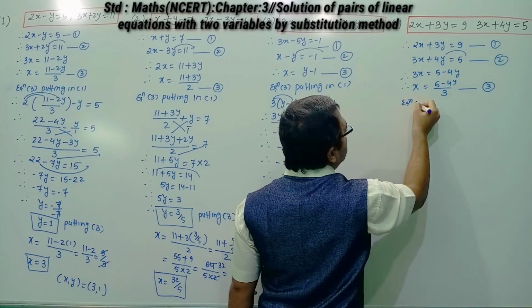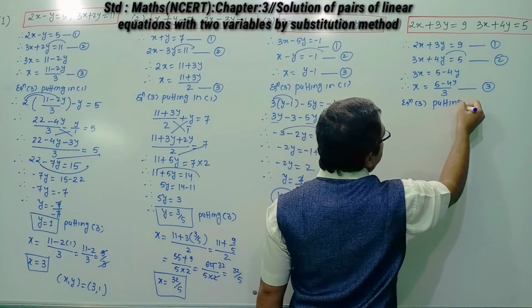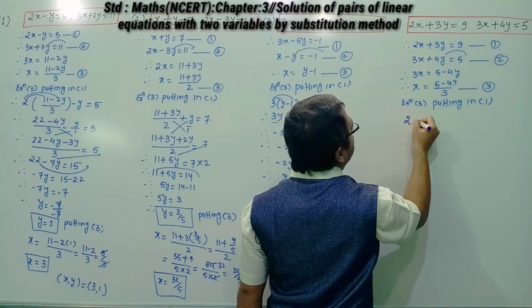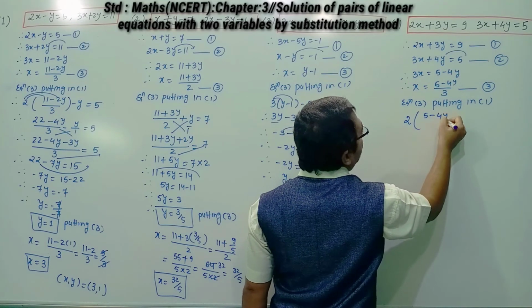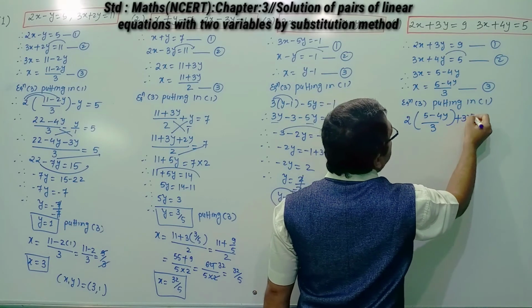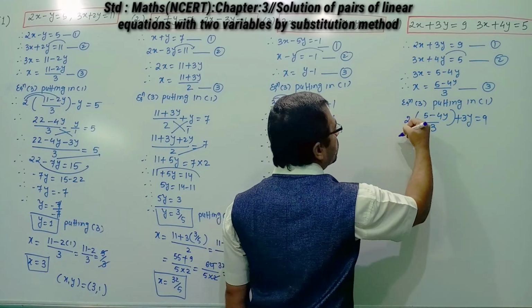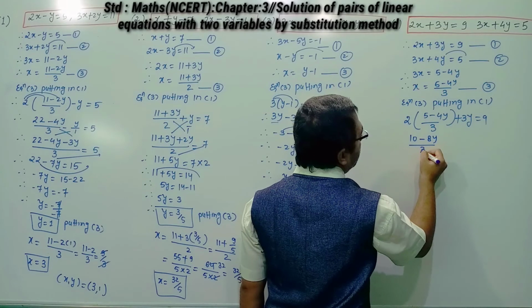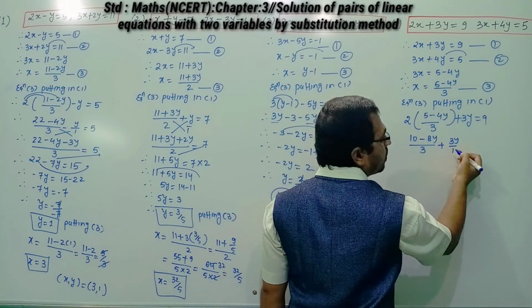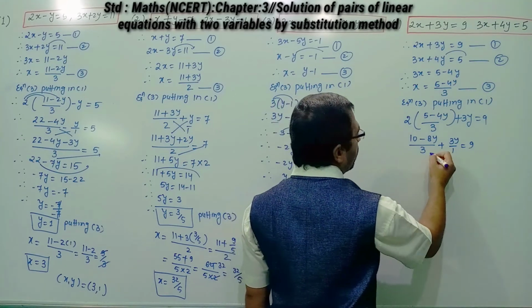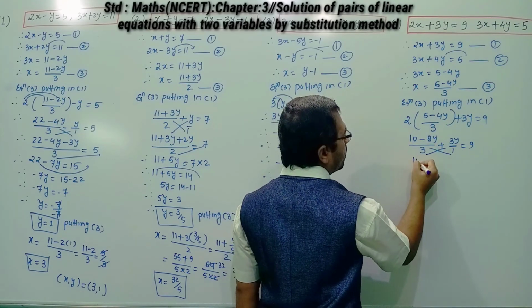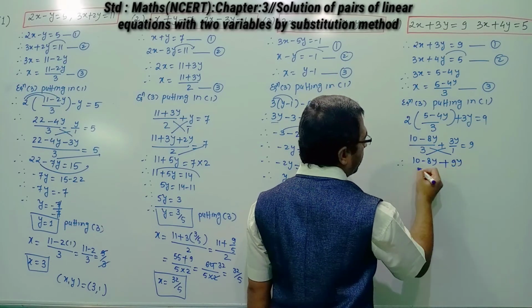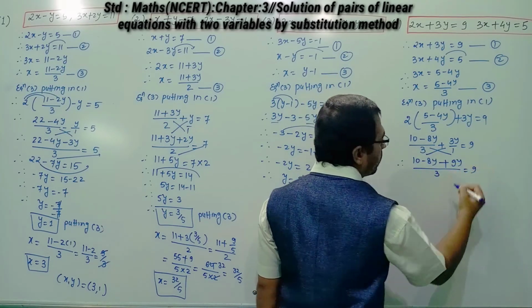Okay, equation 3 putting in 1. So the value of x you will have to put over here. So 2 into 5 minus 4y by 3 plus 3y is equal to 9. So 2 5s are 10, 2 4s are 8y by 3 plus 3y by 1 is equal to 9. Now you can cross multiply by 3 on all these terms. 10 minus 8y plus 3 into 3, 9y, divided by 3 is equal to 9.